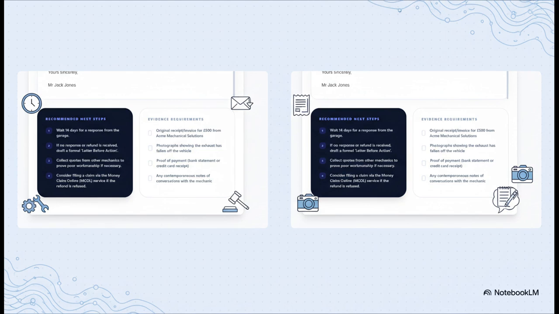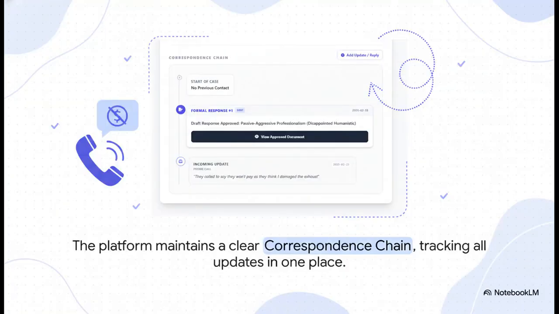Now, once you do approve it, the platform's guidance keeps going. It gives you this handy little list of recommended next steps, like wait for a response and even an evidence requirements checklist, prompting you to go gather things like receipts and photos. And the story doesn't stop there. If you get a reply, like this phone call here saying they won't pay, you can just add it as a new update. This keeps your correspondence chain totally complete, so you have a perfect chronological record of the entire dispute all in one spot.